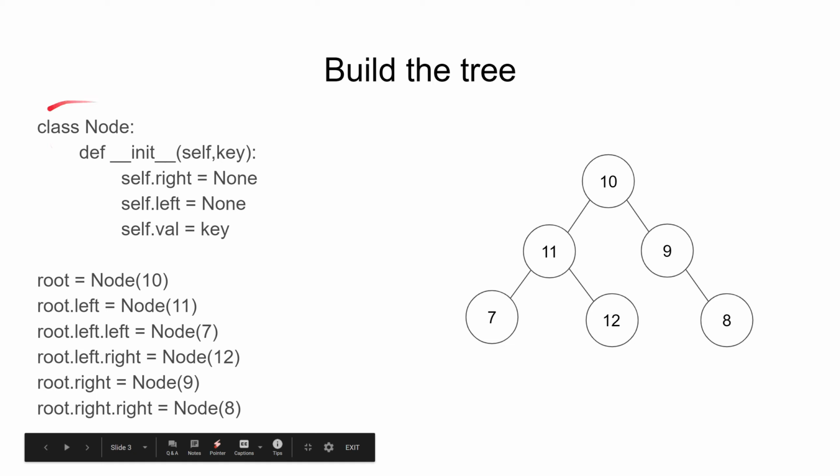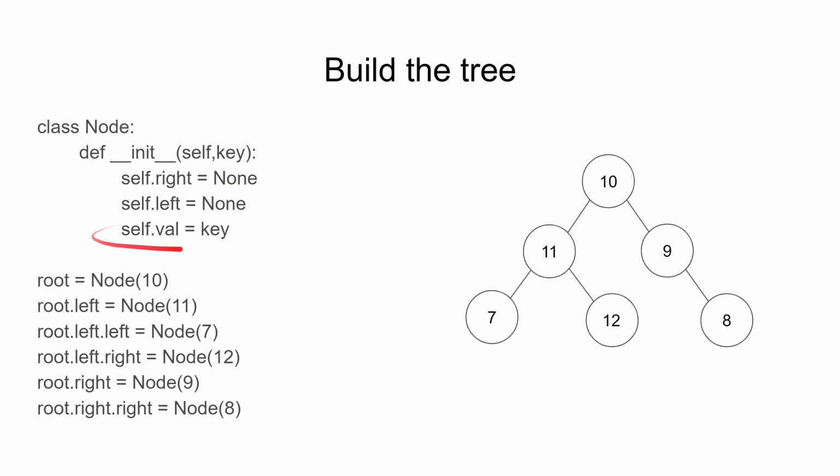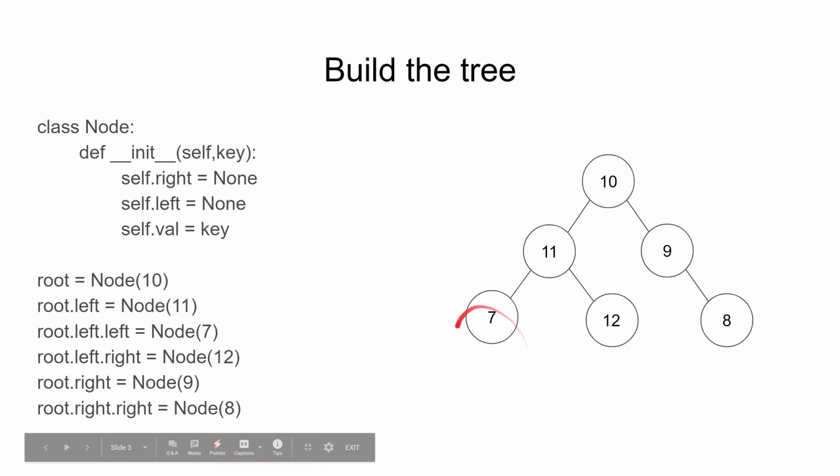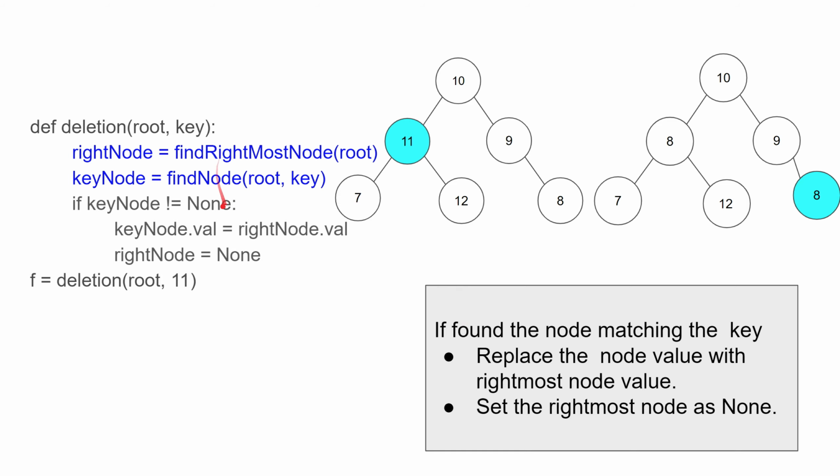It creates a class and makes its right and left to be none. It makes its value to be your input. Node 10 is the root. Node 11 is left of the root, and node 7 is its left. After going left once, you go left again, and you'll find 7, and so on until you're done loading the tree.